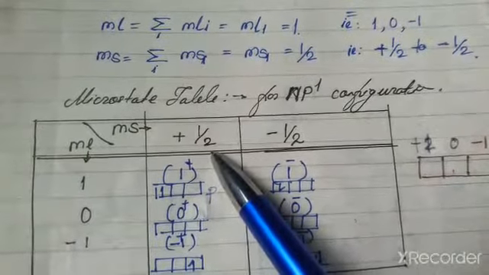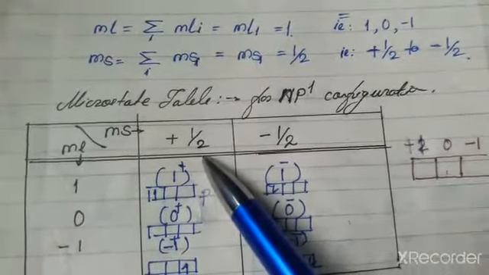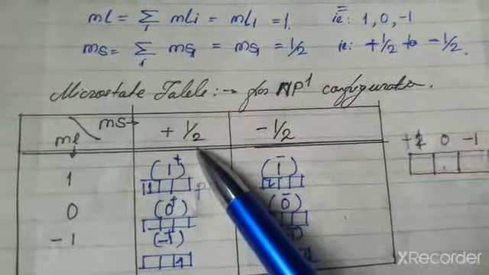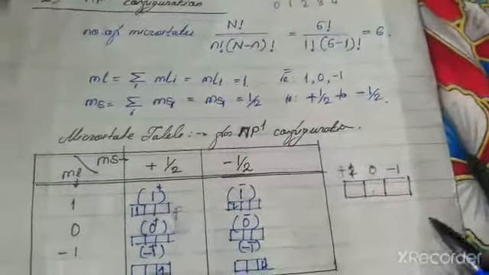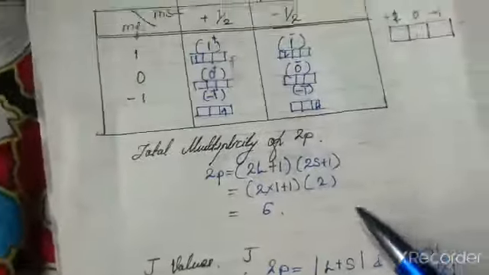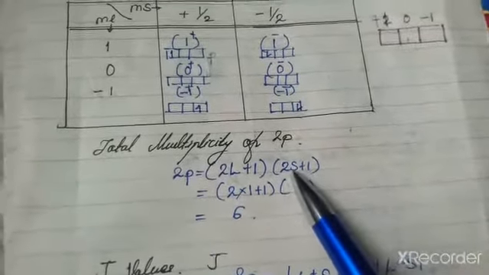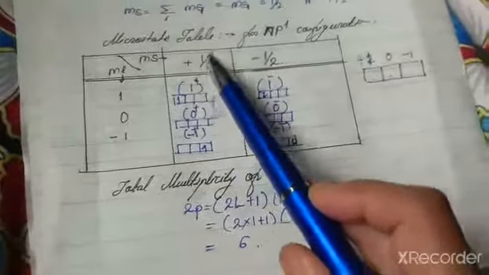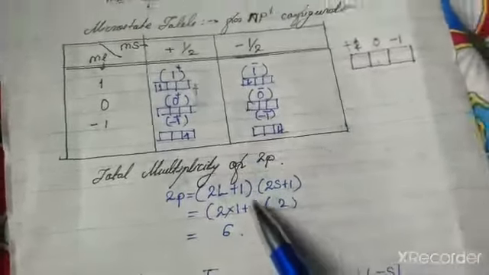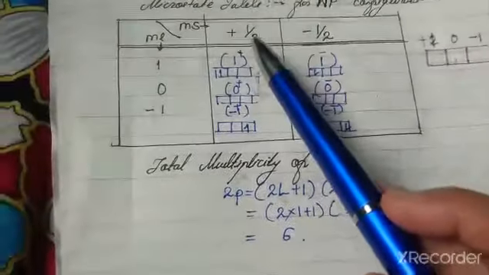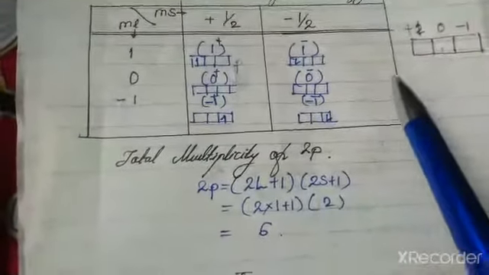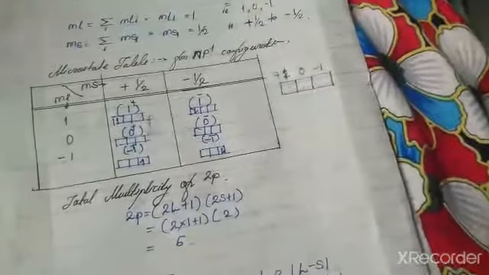There is a formula for spin multiplicity, that is 2S plus 1. Now put that value in 2S plus 1. S is equal to 1 by 2, so 2 into 1 by 2 plus 1 is equal to 2, a doublet. Okay, so in this case you will get doublet P.